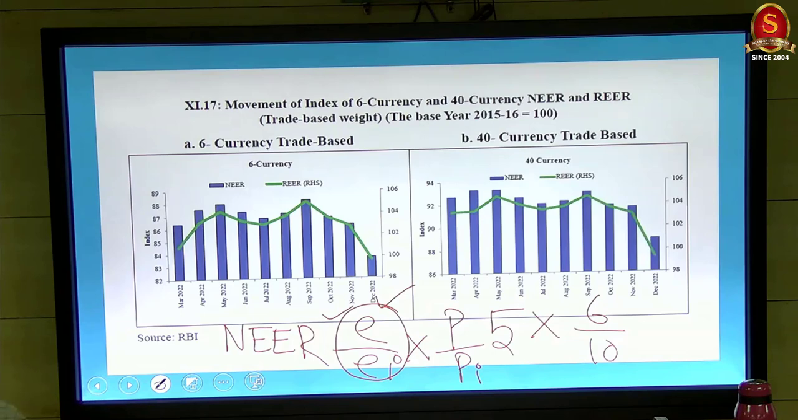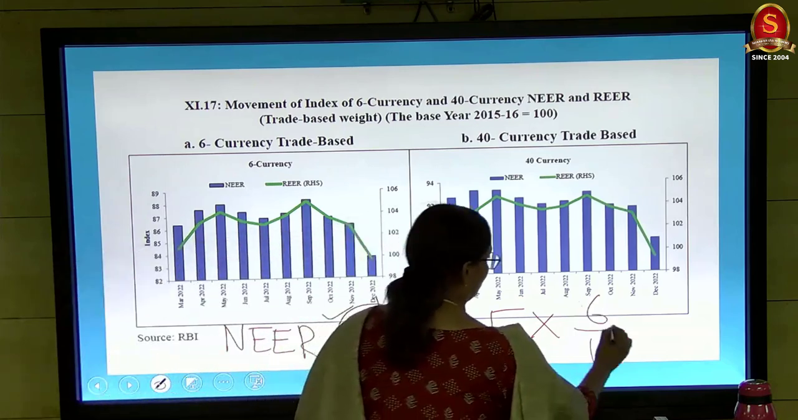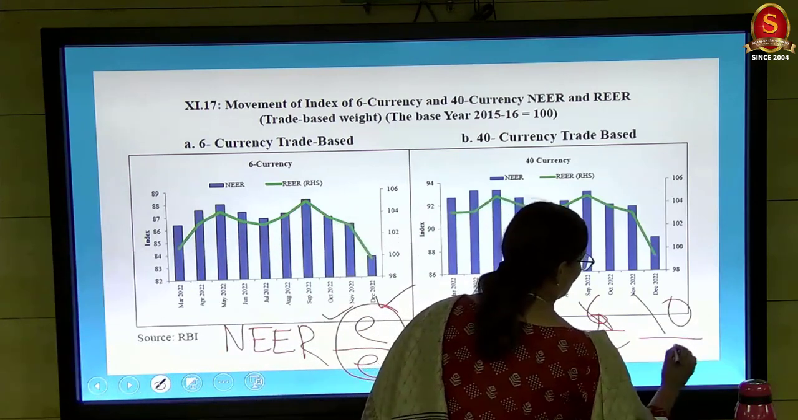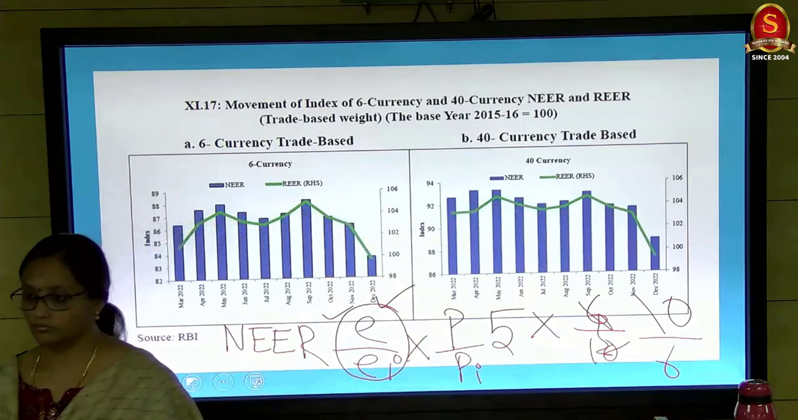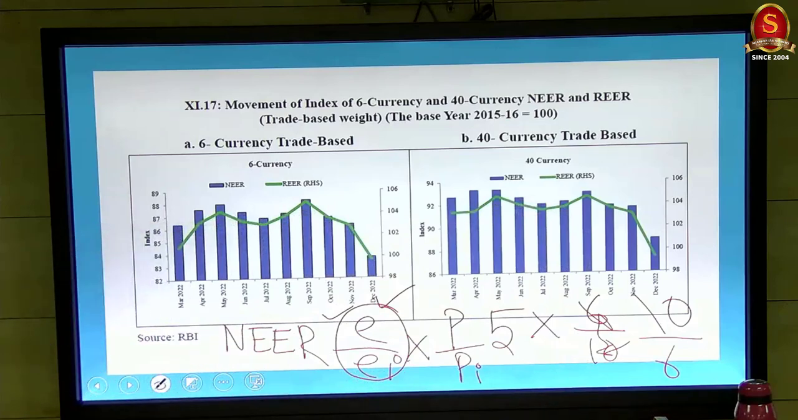I am appreciating. Understood what I am talking about? You topple the number here, 10 by 6. You will get more than 1 as the answer. 5 into 1.5 or 1.8 will be more than 5. Depreciation. Did you follow what I said? Yes, slowly.